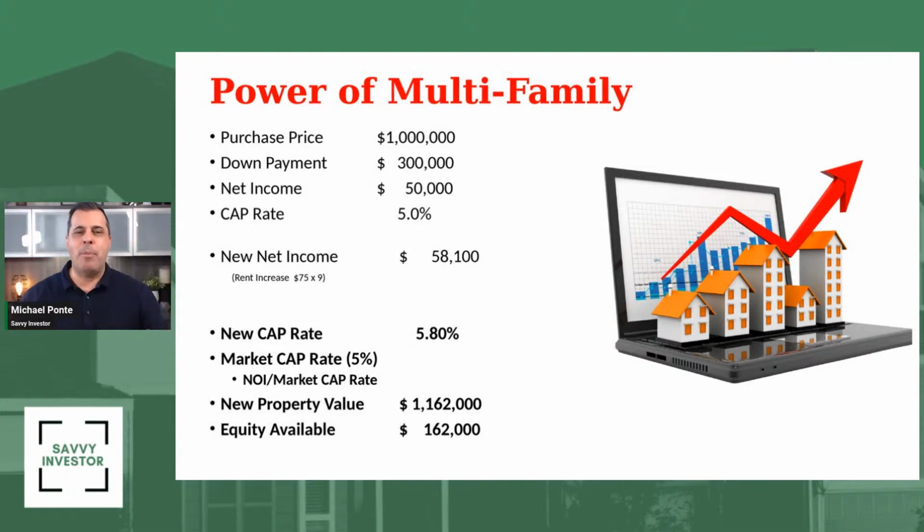Fantastic. Now by doing this reverse calculation, the new value of this building, just by raising the rents by $75 per suite, which believe it or not is not that difficult, I've just increased the value to $1.162 million. So I've just created equity of $162,000 by raising the rents. Okay. So who likes that? I'm not sure if anybody likes that. I love it.